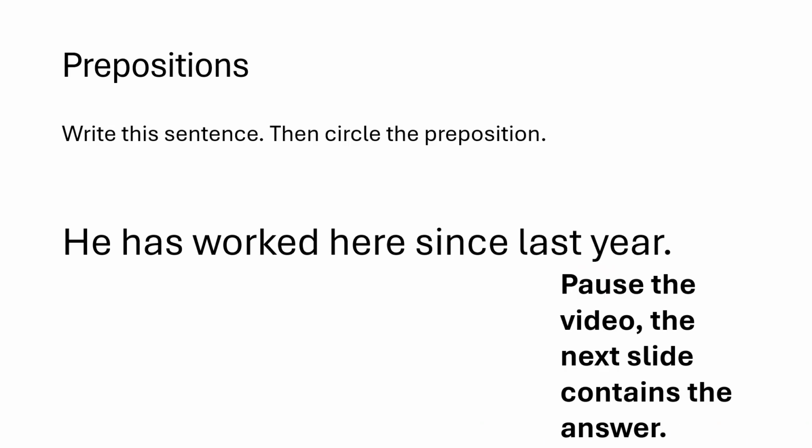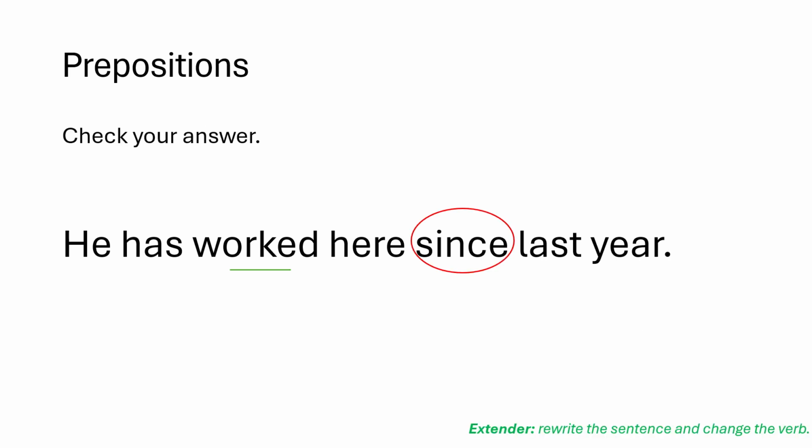Write this sentence, then circle the preposition. He has worked here since last year. Pause the video. The next slide contains the answer. Check your answer. He has worked here since last year. The preposition is since.